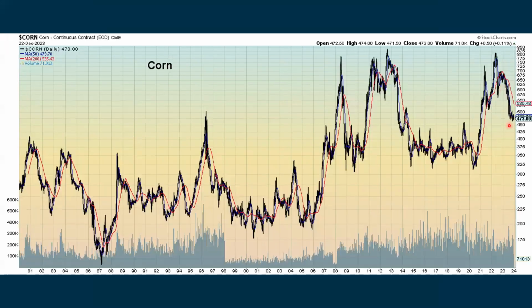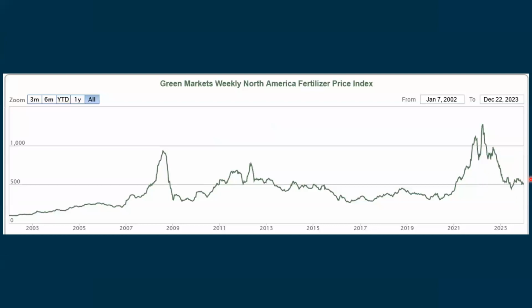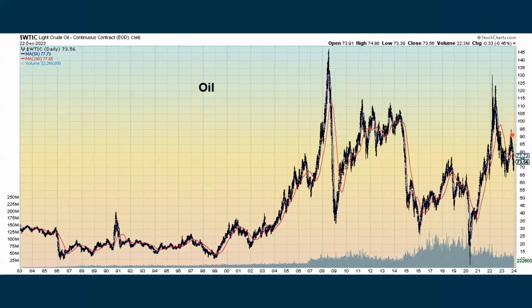Corn, which is also continuing to be in a downtrend. Wheat has been bouncing back up a little bit, but is still in a downtrend. We keep an eye on fertilizer, which continues to be going down. Oil, which is bouncing all over the place. It spiked up when things really started to go crazy in Israel. Well, since then, it's been settling down a bit.